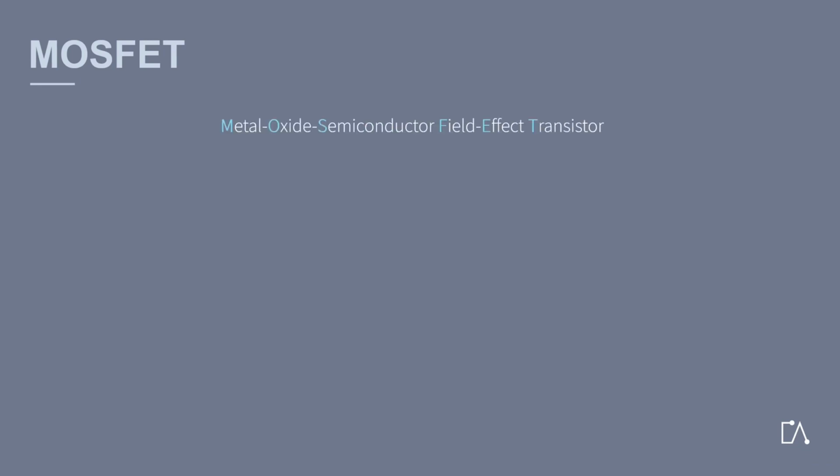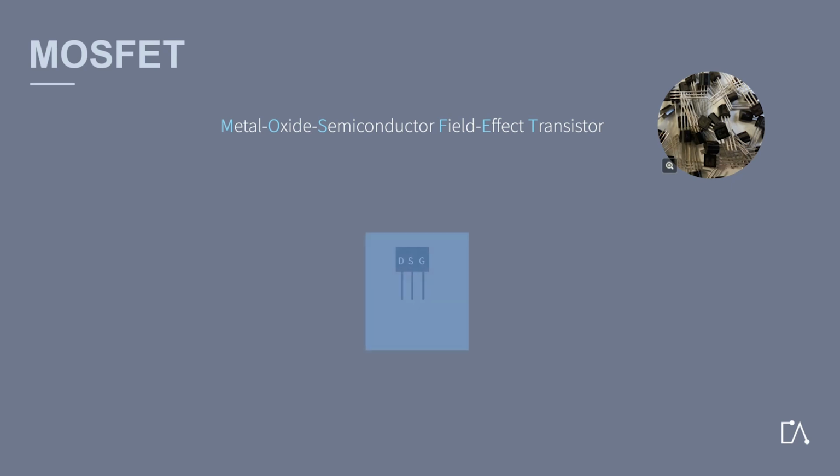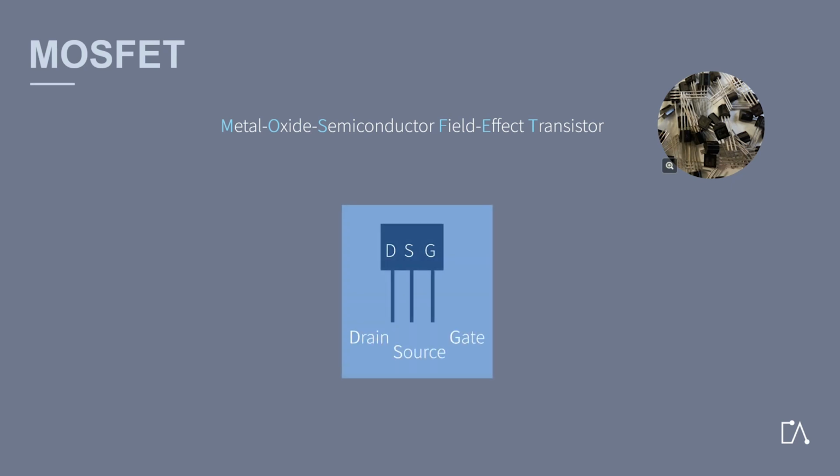MOSFET stands for Metal-Oxide-Semiconductor Field Effect Transistor. It is an active electrical component, with three legs, based on P-type and N-type semiconductors. The three contacts are called drain, source and gate.